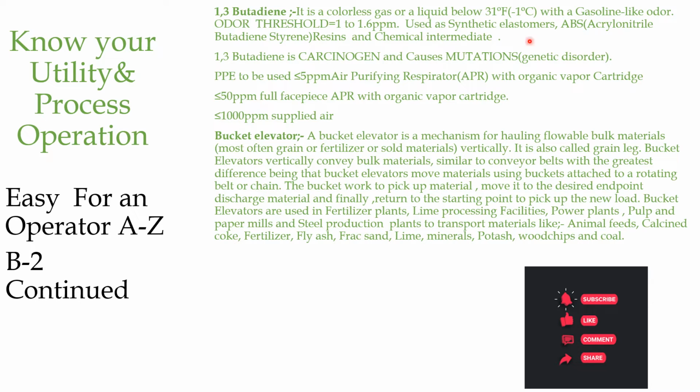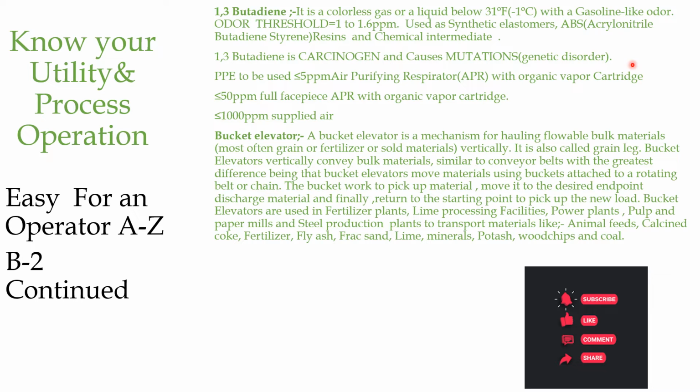It is used in synthetic elastomers, and ABS, acrylonitrile butadiene styrene resin, is used in the plant, and it is also used as a chemical intermediate. 1,3-butadiene is also a carcinogen like benzene, and it also causes mutations, that is, genetic disorder. So when you want to work in a benzene or butadiene atmosphere, you have to be very careful.